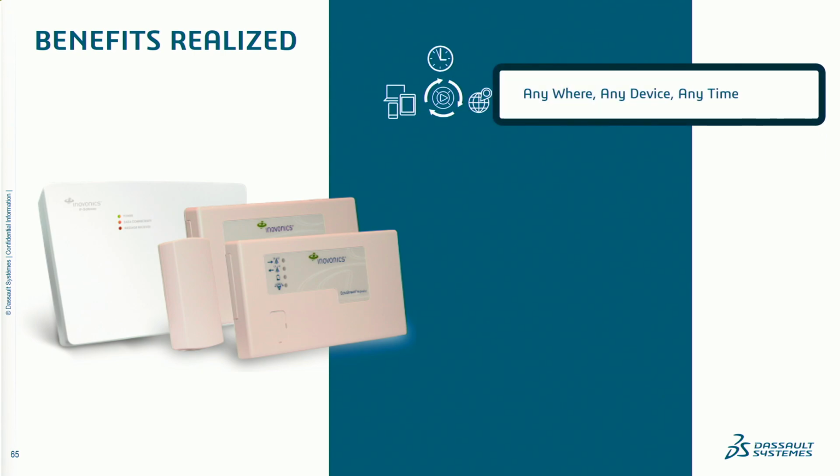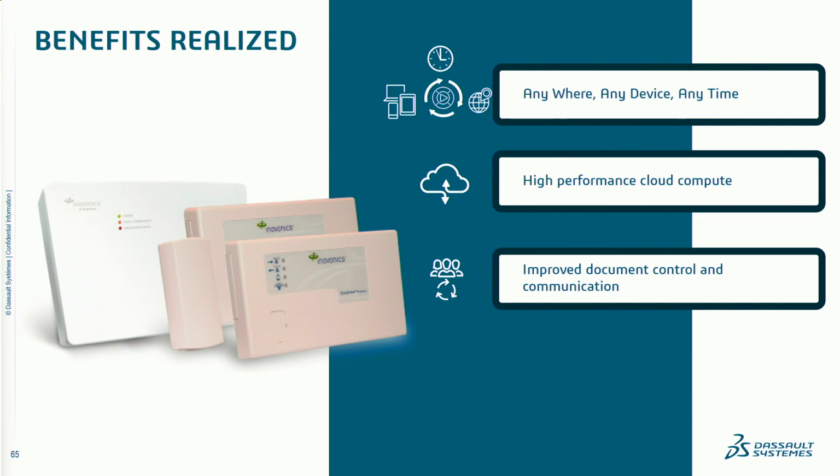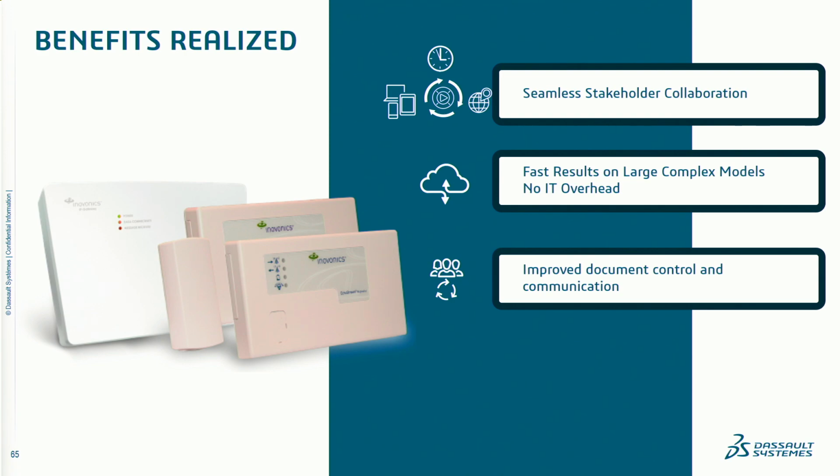And you can hear Mark, their lead engineer, talking about it. To start with, being able to use it anywhere, any device, anytime, through the platform and the cloud. The high-performance cloud computing helps them iterate much, much faster than they're able to using local resources. And the platform provides improved document control and communication. But that's kind of what it does. What does it do for them? Well, seamless collaboration between the stakeholders, between the designers, the engineers, the manufacturers, and the management. It lets them get really fast results on very complex models with no overhead at all.